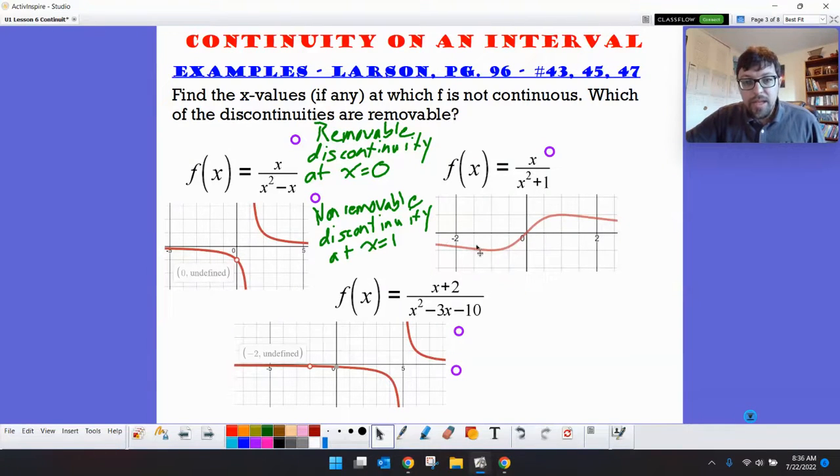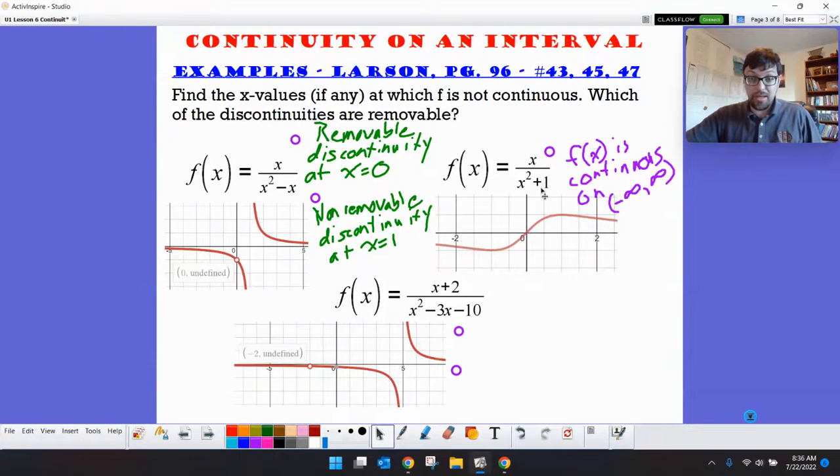Over on this one, we can see on the graph that the function is continuous, that it is totally connected at all points. You can see it in the equation because I can't factor that denominator, so it won't cancel with the x. And there's no value I could put into x squared plus 1 in the real number line that would make our function have a 0 in the denominator. So f is continuous on all real values.